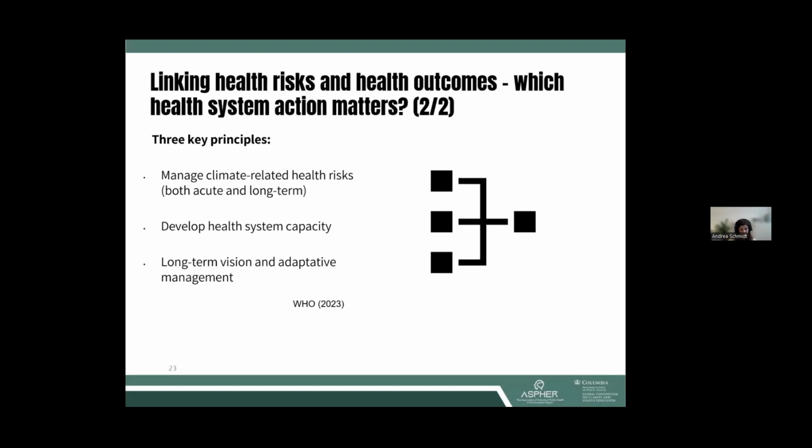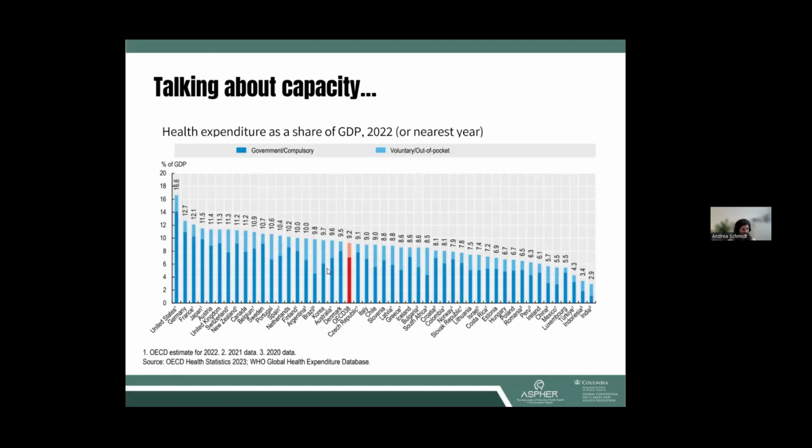The second one is also a really important one, which is about capacity. The overall capacity of our health system determines whether or not we have a climate resilient development. And the third one, a long-term vision and adaptive management. And when we talk about capacity, it's really important to think not only about the classical indicators of climate resilience, but really to think about health system capacity indicators as a whole.